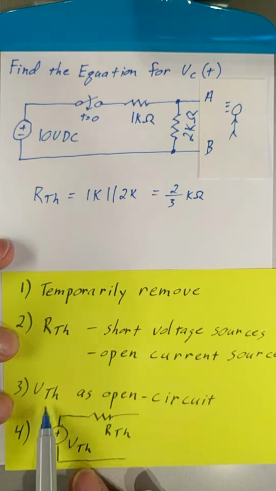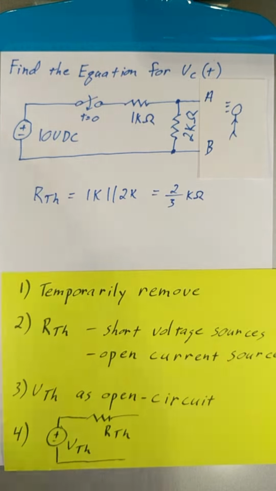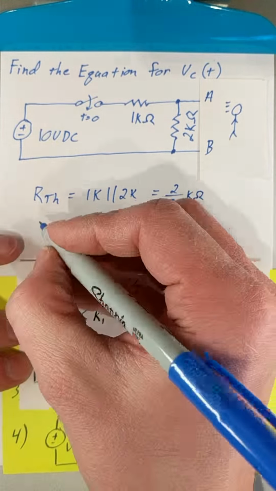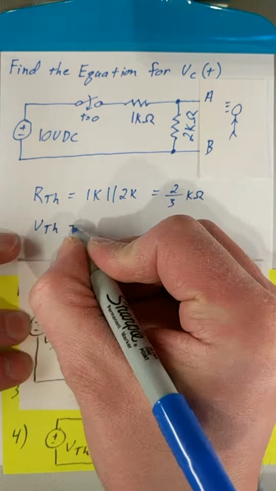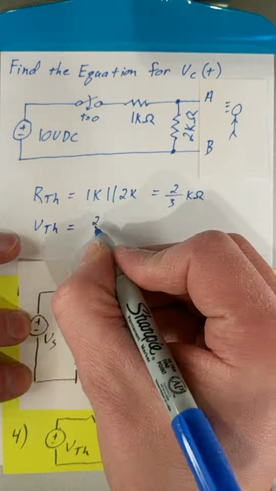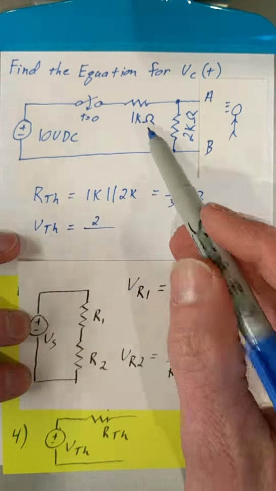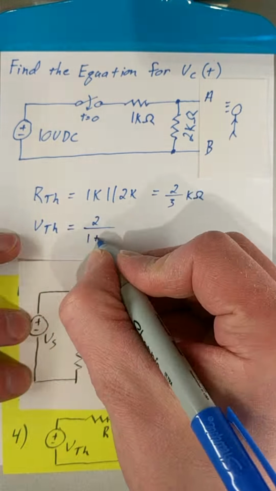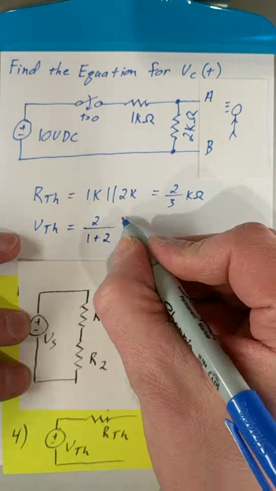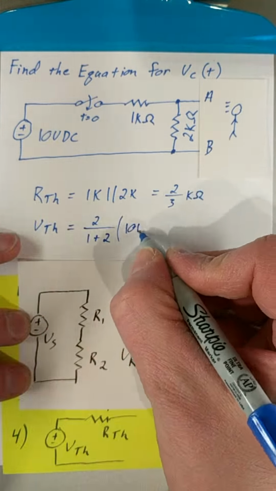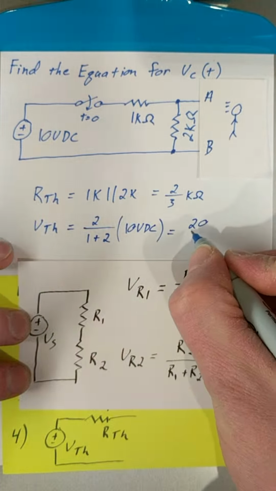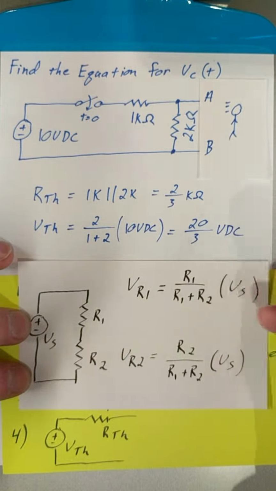Next, we want to do step 3, which is calculate the Thevenin voltage as an open circuit. To do that, we use our voltage divider equation. The Thevenin voltage is equal to R2, which in this case is the 2K, over R1 plus R2, so 1 plus 2. It's not necessary to use K in this particular case, as it'll divide out. You multiply that by 10 volts, leaving us with 20 over 3 volts DC.